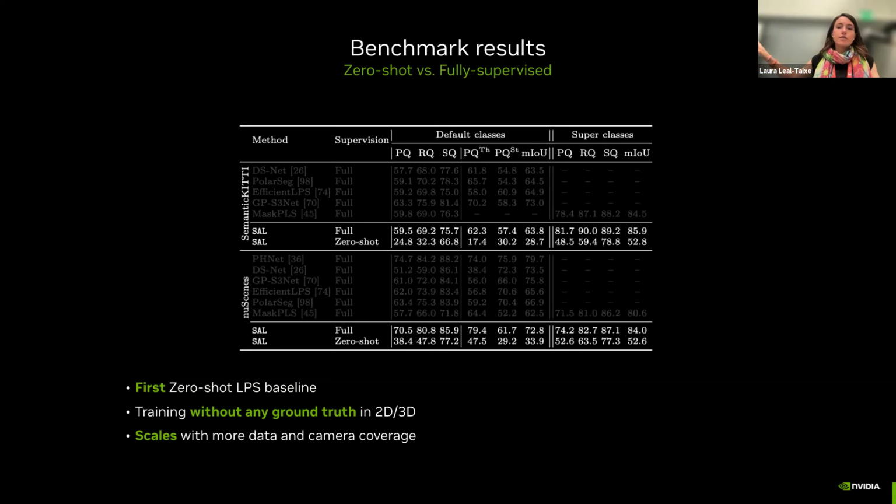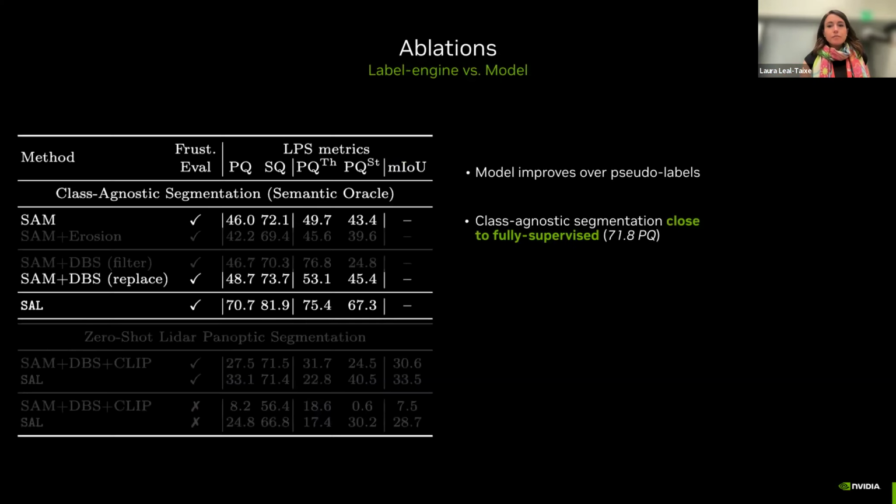And this is for the default classes, right? If we now look at the columns on the right, for the super classes, we see that now the performance becomes much, much better. So here we have already the first hint that the semantic part is actually what is not working in this model. And so let's see why this is the case.